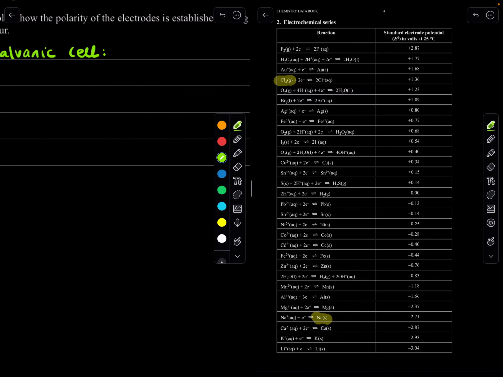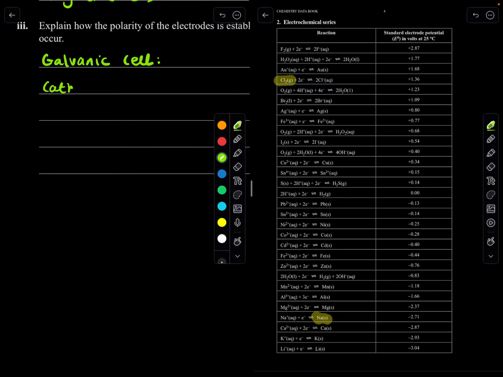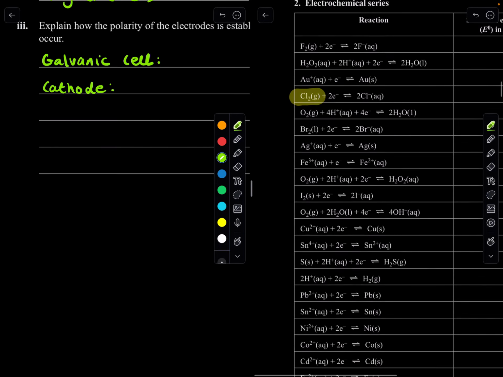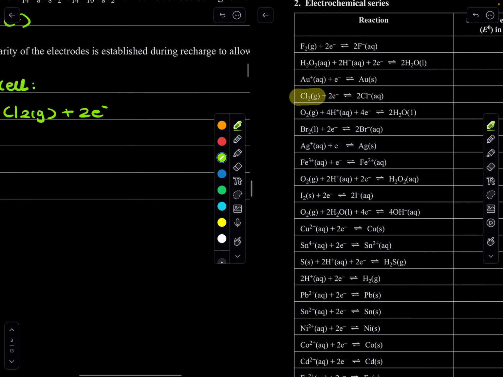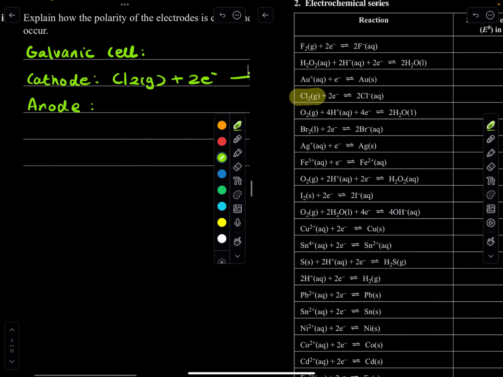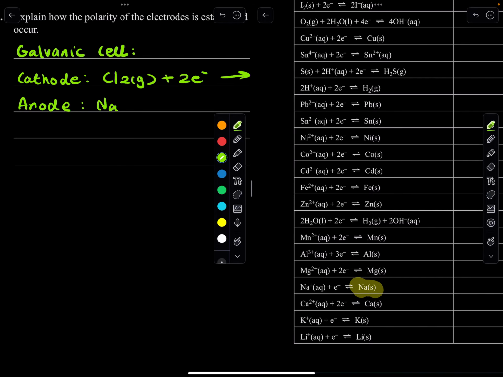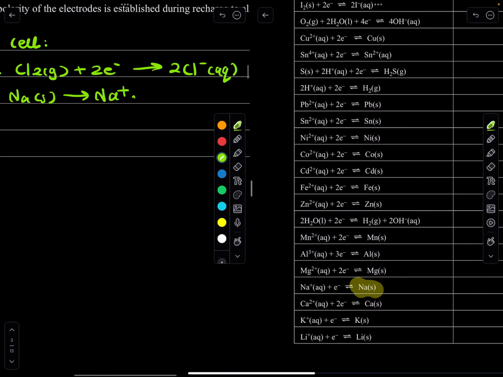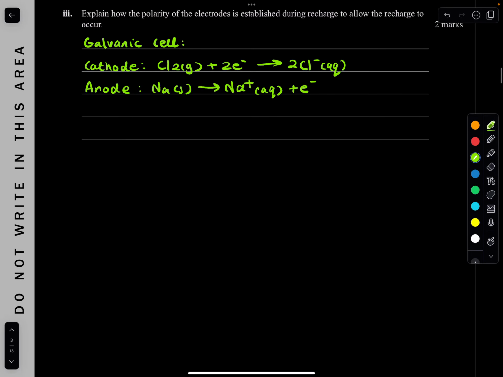So basically what will happen is at the cathode, remember, Cl2 gas plus 2 electrons will give us 2Cl- aqueous. On the anode, where oxidation occurs, it's going to be Na solid goes to Na+ aqueous plus electrons. Let me explain why I'm writing this. Let's have a look at what happens. This is a spontaneous reaction.